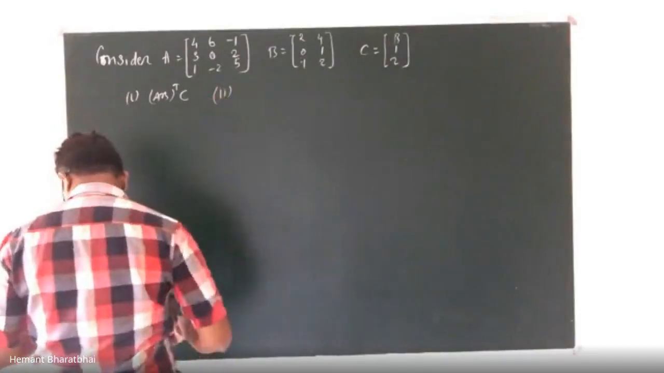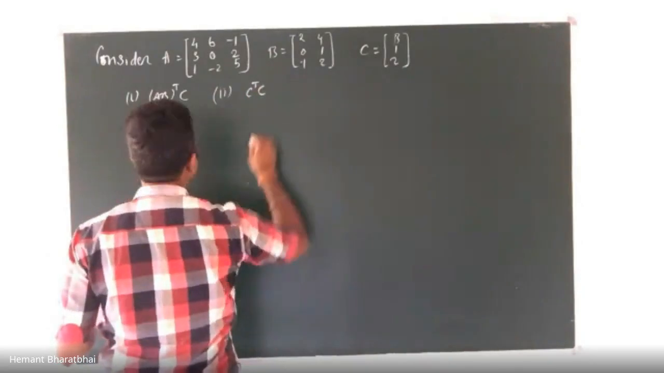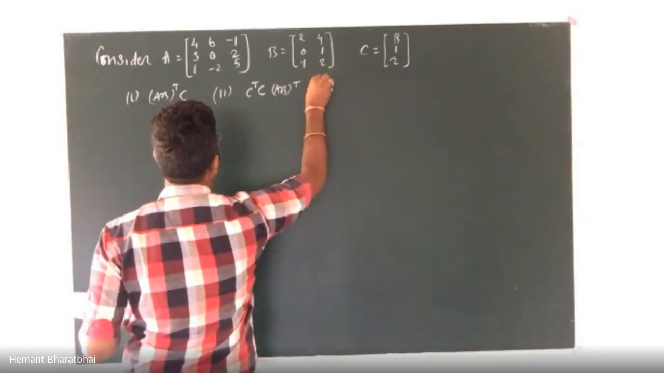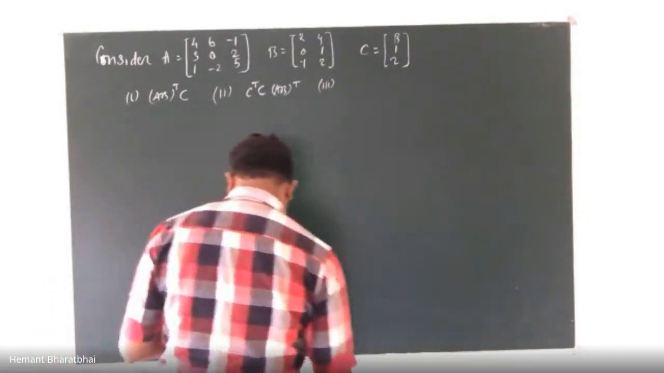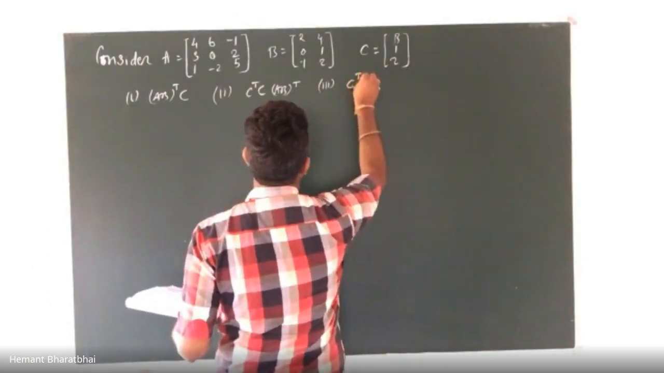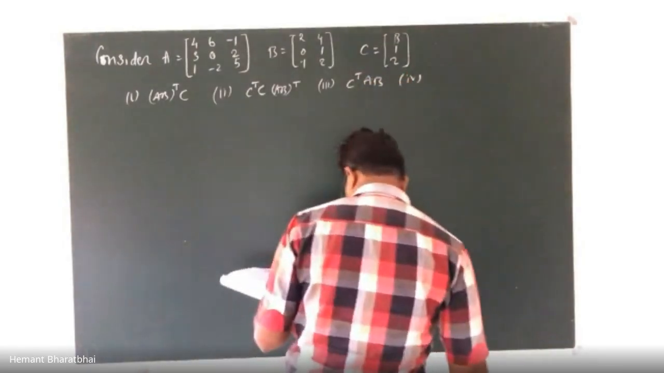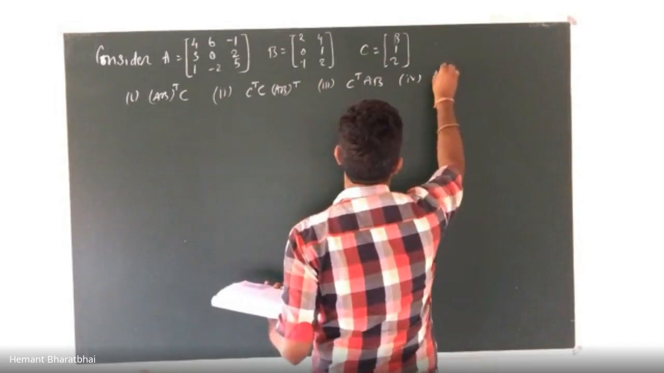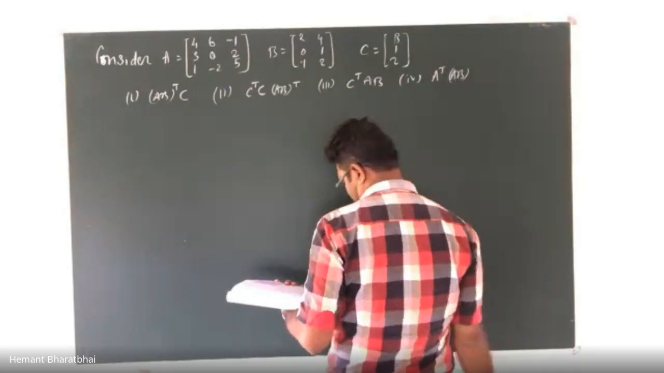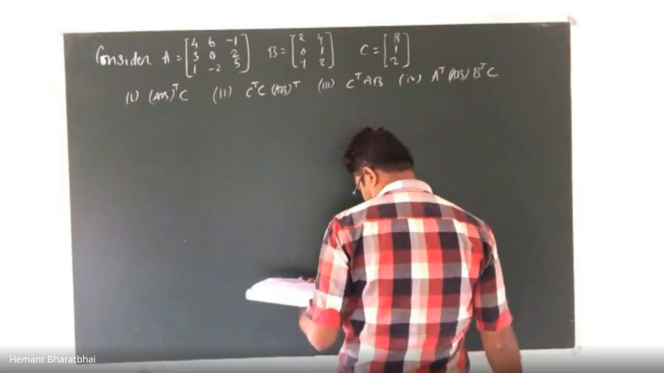Option 1 is (AB) transpose into C. Option 2 is C transpose into C into A into B transpose. Option 3 is C transpose A into B. And option 4 is A transpose into AB into B transpose into C.